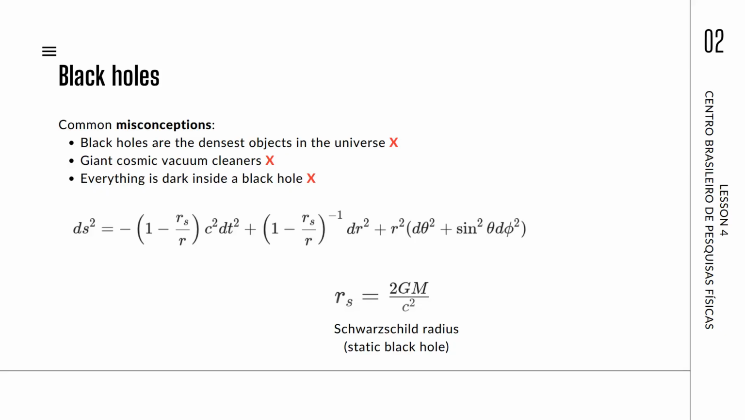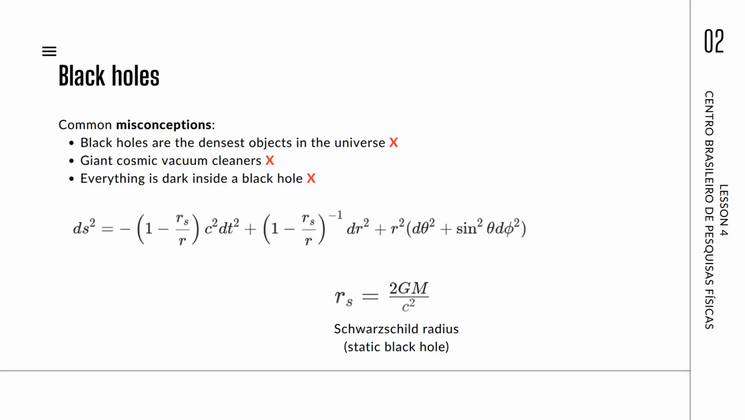But black holes is not exactly the case. So let's take the average density in mind. This is the radius of the black hole. Have you seen this somewhere else? The Schwarzschild radius. And this is the solution for the horizon of the black hole for the static case.